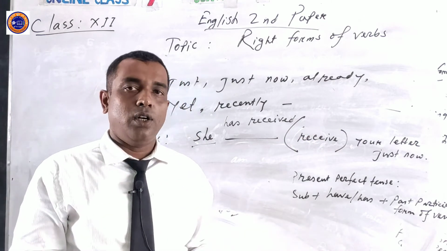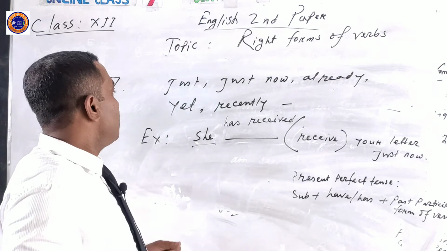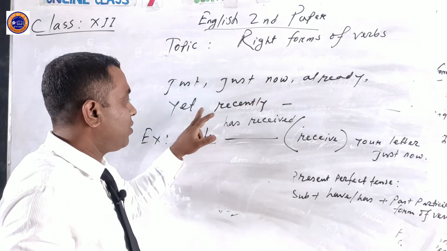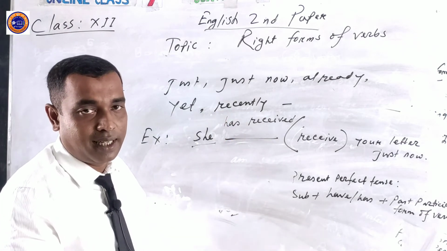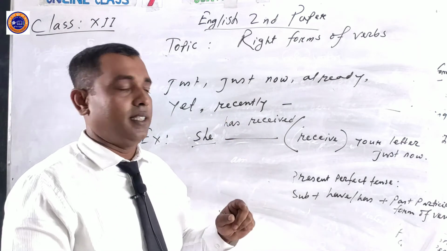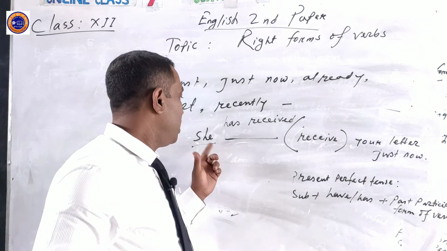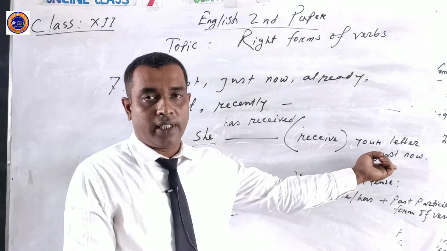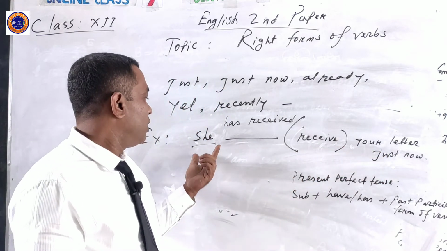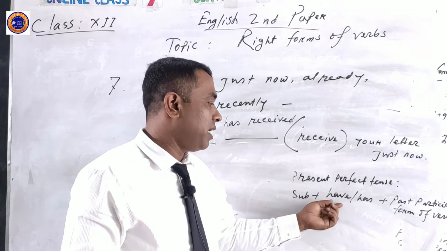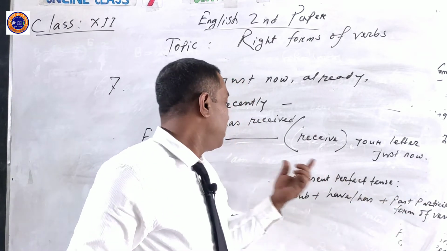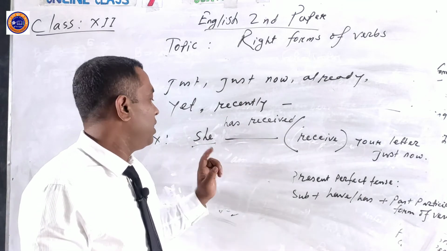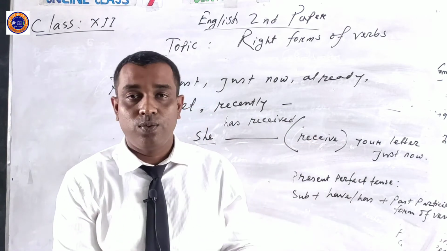I'm going to repeat the rule again. If any of these listed words, just now, already, yet, recently, is present in any sentence, you must understand that this sentence will be present perfect tense. Here is an example. She received your letter just now. Just now is present in the sentence, so the sentence will be present perfect tense. So what is the structure of present perfect tense? Subject plus has plus past participle form of the verb. So after she, we have used has received. She has received your letter just now.